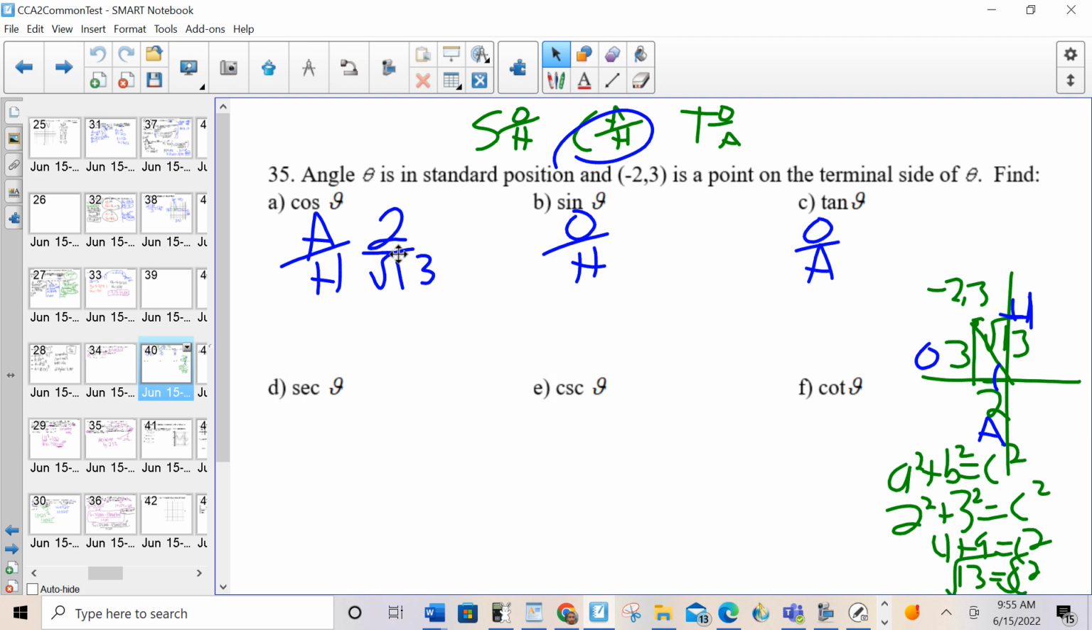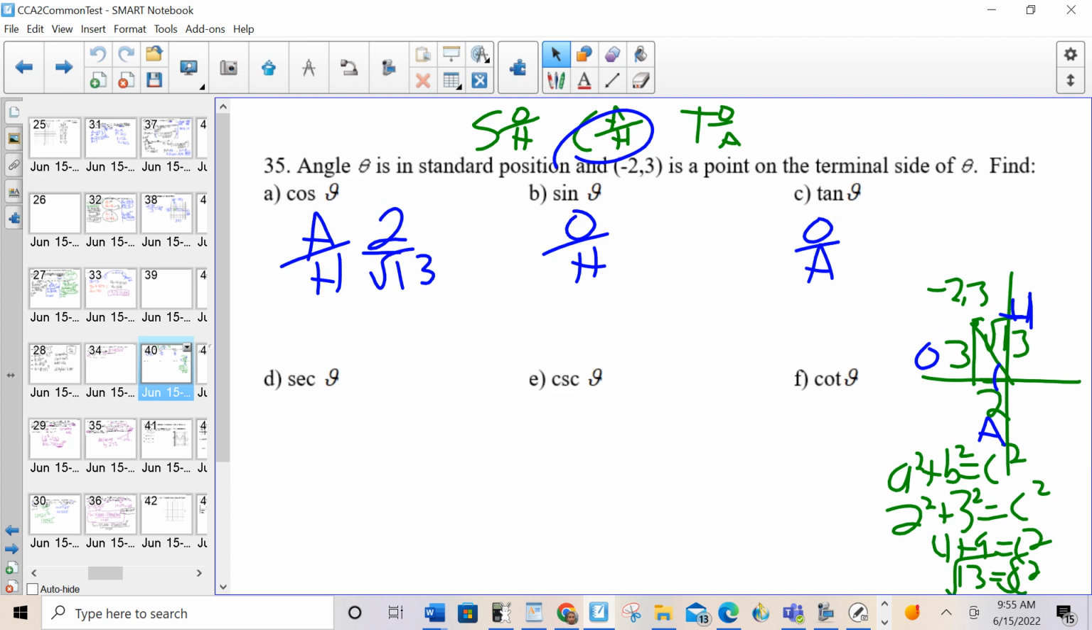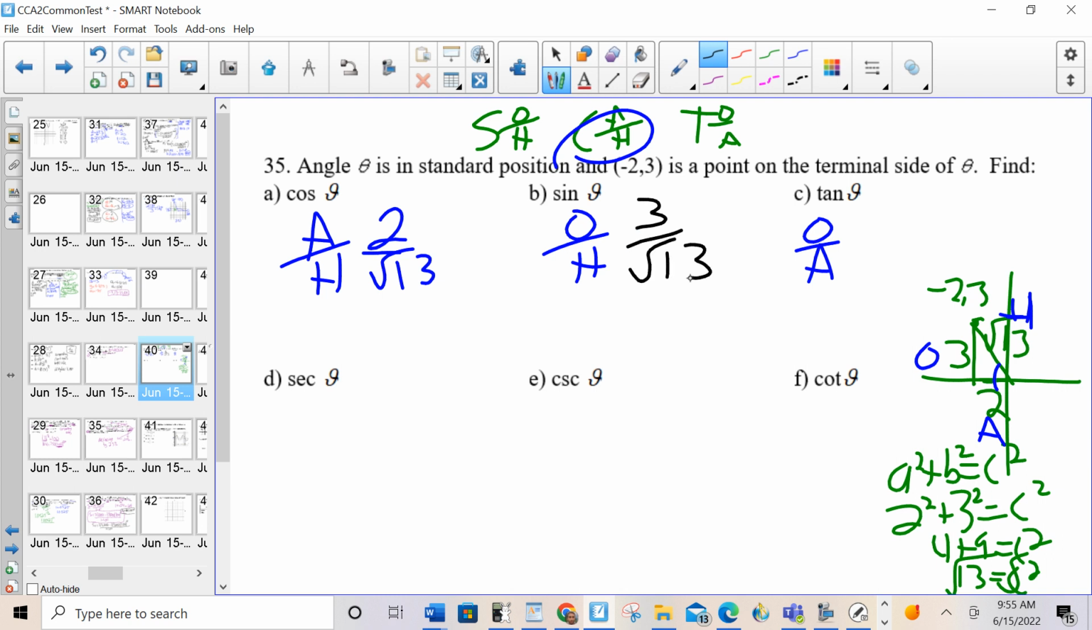Sine is O over H. That's going to be 3 over rad 13. My computer just froze again. Tangent is O over A, 3 over 2. Now, some of you are saying, don't I have to rationalize those? There's never been a circumstance where you've needed to rationalize anything, so I'm not going to do it, but you do what you got to do.